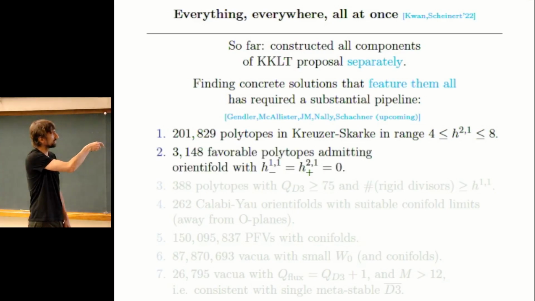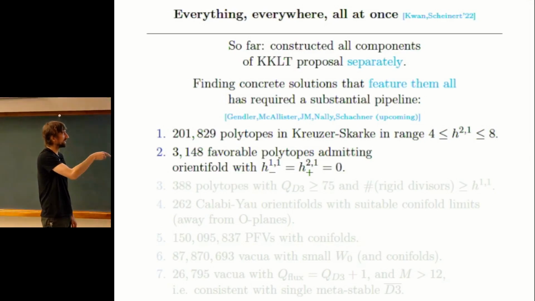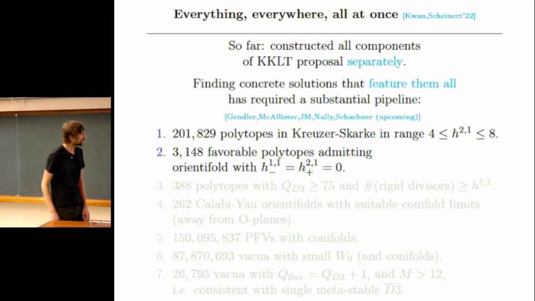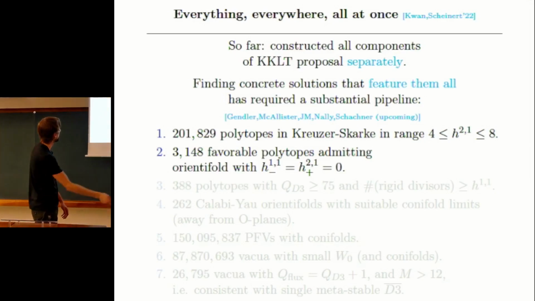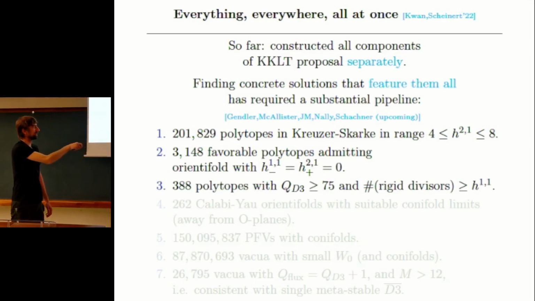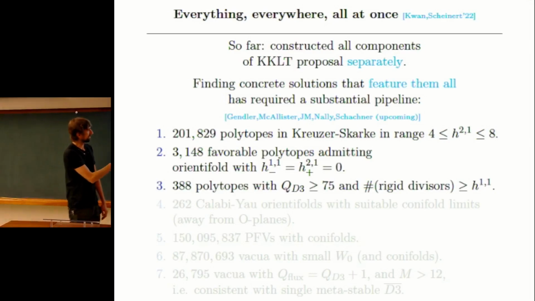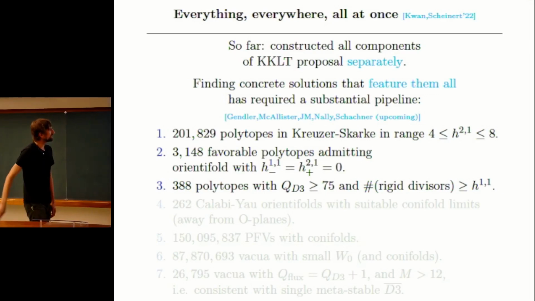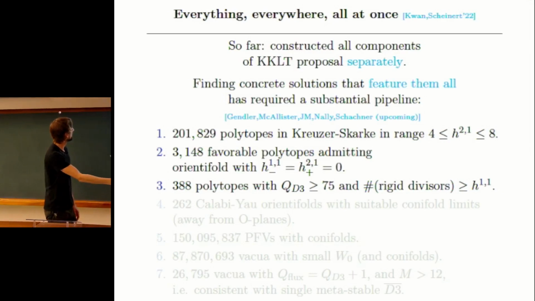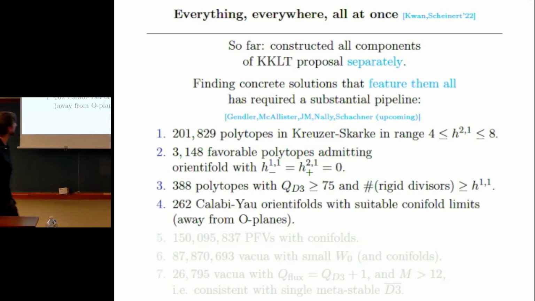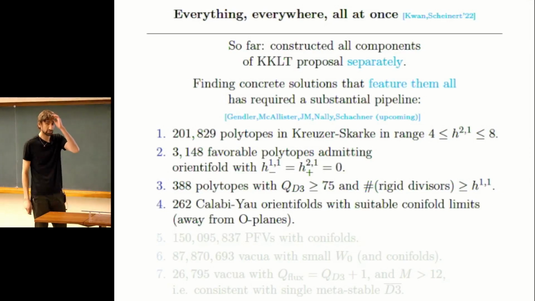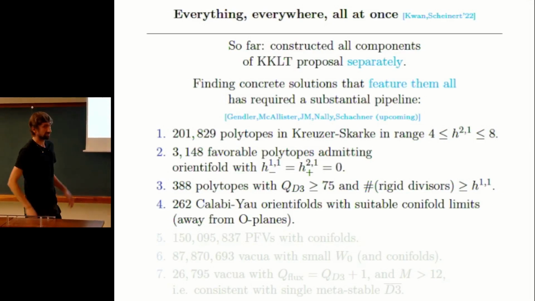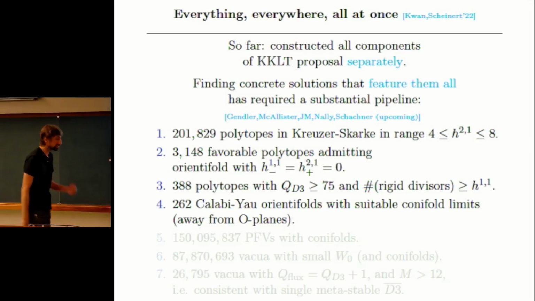Then we restrict to favorable polytopes that admit an involution where the other Hodge numbers h1- and h1+ are equal to 0. So we drop by a factor of 100. We want a large D3 charge, for which we set an ad hoc bound of 75. We want enough rigid divisors. We're down to 300, so roughly 400 polytopes. Then we want that suitable conifold limits exist that don't intersect with O-planes. And then now we just find around 250 Calabi-Yaus.